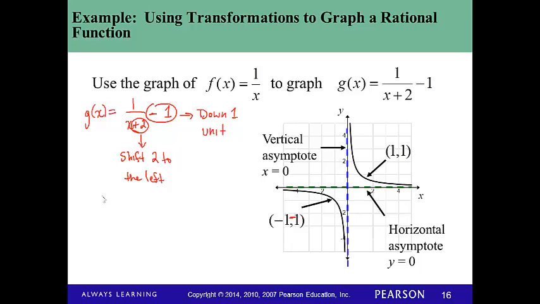So let's take our points, 1, 1. And if we make the change on the x and the y, well, the 1 for the x will become negative 1, because remember, shifting 2 units to the left is like saying subtract 2 off of the x. And then go down 1 in the y direction makes it a 0. And let's do the same for the other point, negative 1, negative 1. Shift 2 units to the left makes that negative 3. And then go down 1 makes that negative 2.